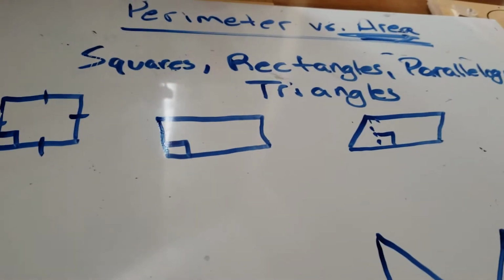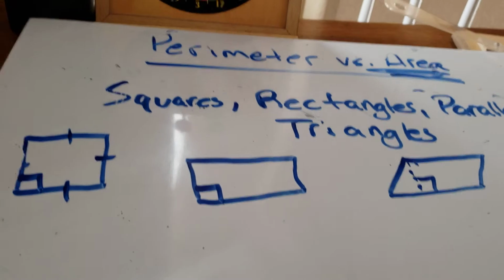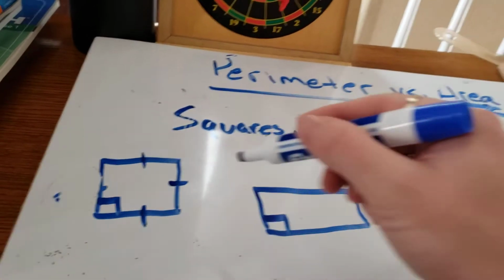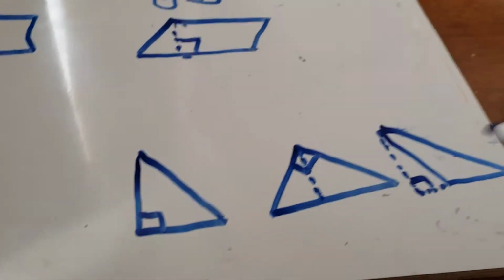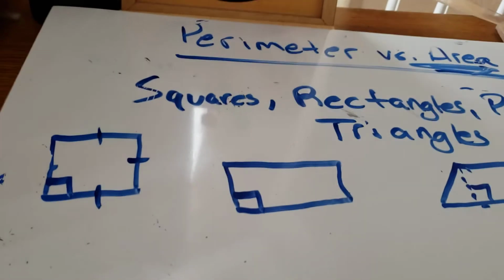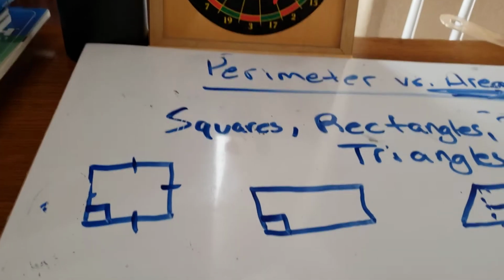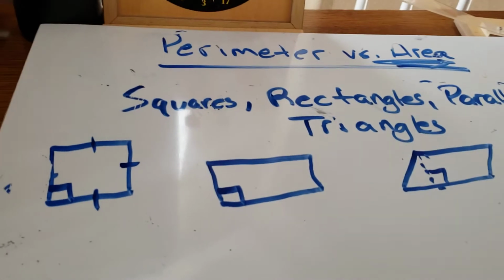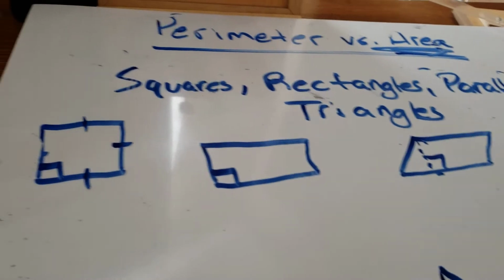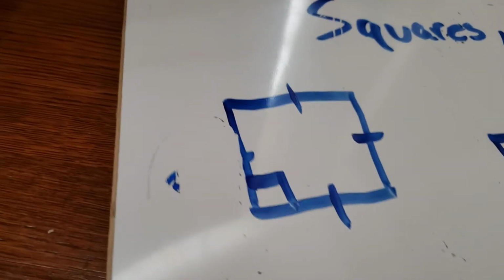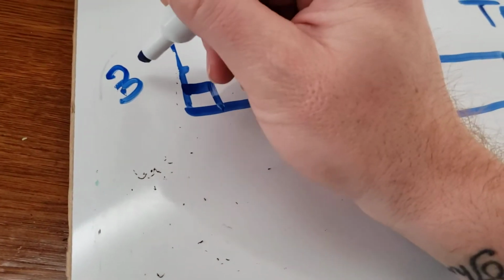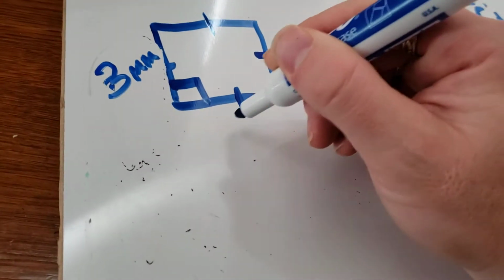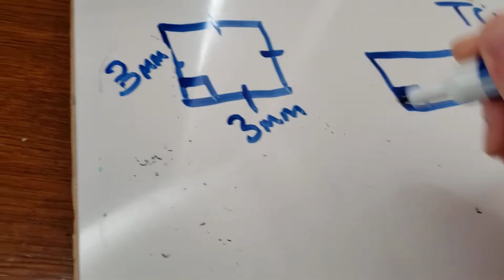So with area, it is important that we deal with square units, which is why all of these right angles are super important, because you cannot form a square without right angles. So when dealing with area, you've got to deal with square dimensions. So the first object we have is a square. Nice thing about a square is all of the side lengths are the same. So let's just say that this is 3 millimeters by 3 millimeters.